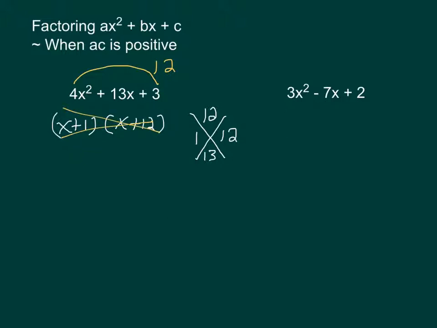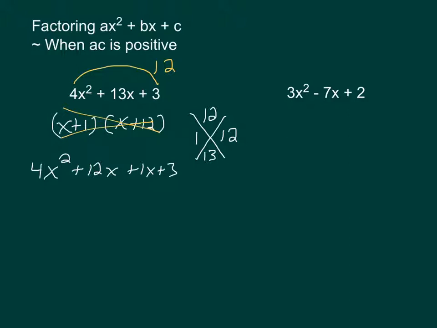Instead, this is what I'm going to do. I'm going to rewrite my original problem, but instead of saying plus 13x, I'm going to write it using the 1 and the 12. So that's plus 12x plus 1x plus 3. And you can write it in either order. You can do plus 1x plus 12x first. It doesn't make a difference.